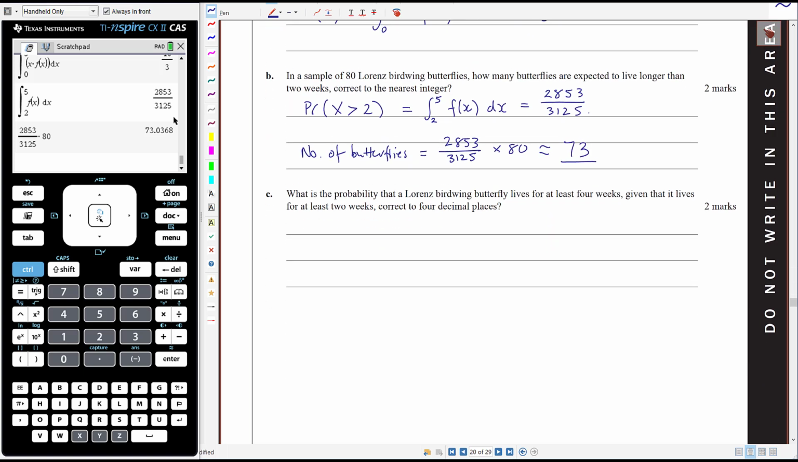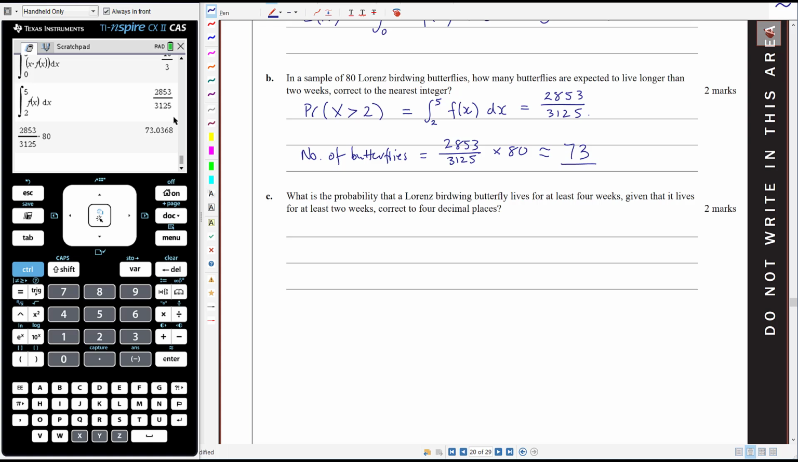Okay, what is the probability that a Lorenz birdwing butterfly lives for at least 4 weeks, given that it lives for at least 2 weeks, correct to 4 decimal places? Okay, so we want the probability that x is at least 4, so bigger than or equal to 4, given that it's bigger than or equal to 2. So we need the intersection of those two things. If x has to be both bigger than or equal to 4 and bigger than or equal to 2, that is just x bigger than or equal to 4 over the probability that x is bigger than or equal to 2.